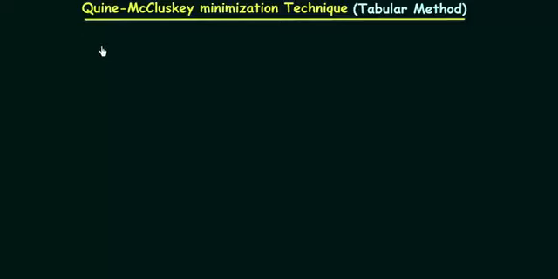In this presentation, we are going to study the Quine McCluskey minimization technique, also called the tabular method. For many applications, the number of inputs is too large, so simplification using K-maps becomes too difficult. This happens when the number of variables is greater than 6.